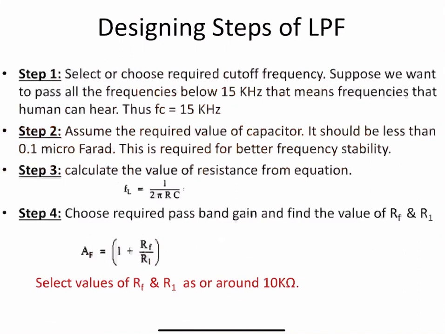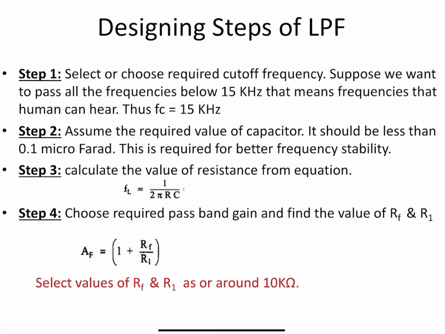First is the designing steps for the low pass filter. The first step is to select the required cutoff frequency. Suppose you want to pass all frequencies below 15 kilohertz, that means frequencies that humans can hear. Here the cutoff frequency would be 15 kilohertz. It means you want to pass frequencies below this, and after this you want to attenuate.